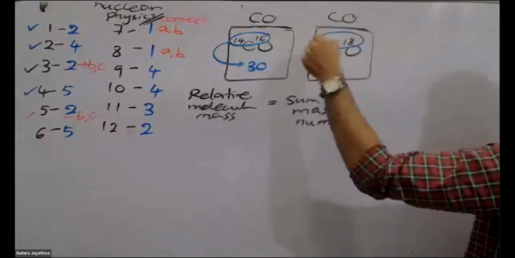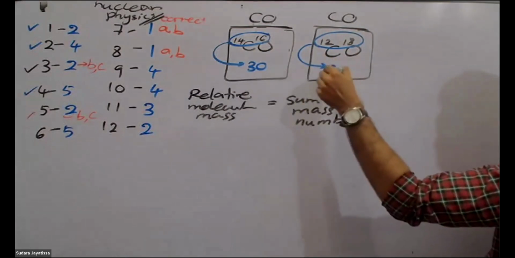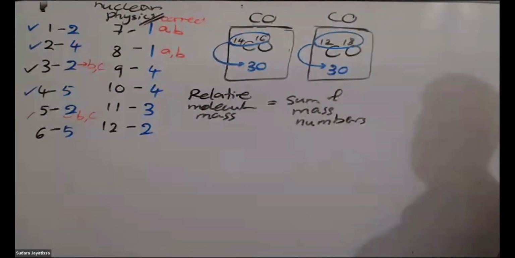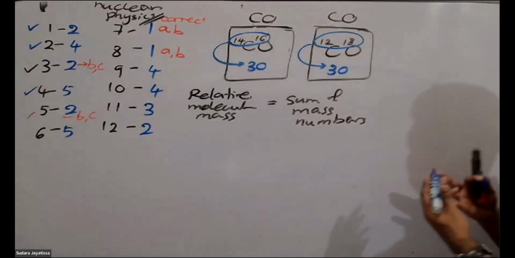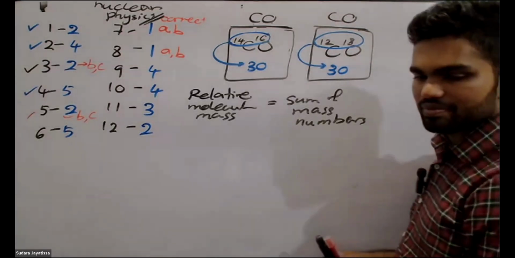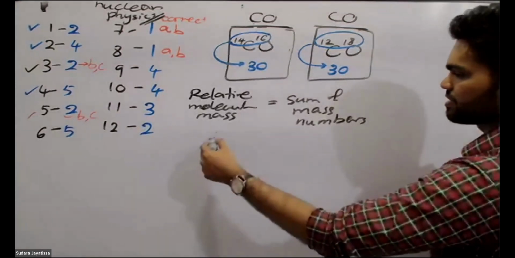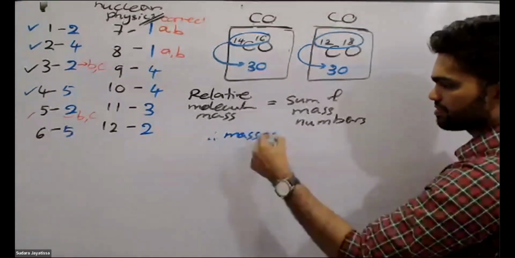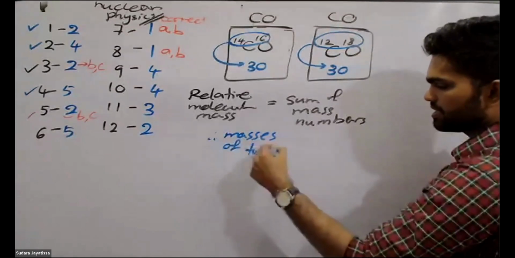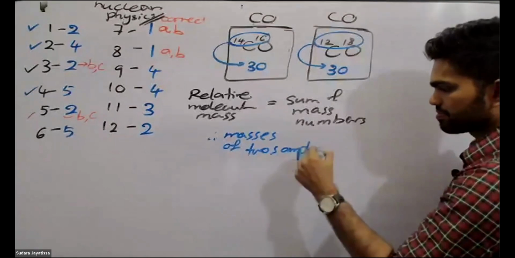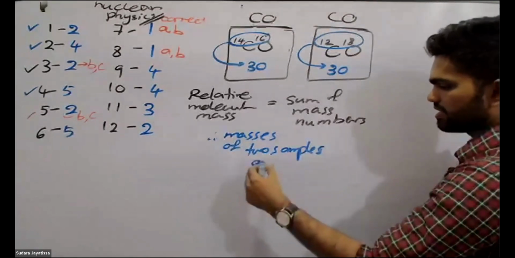Okay, and here the mass number is what? Again 30. So the sum of the mass numbers is 30. Understood? So the masses of these carbon monoxide molecules are the same. Basically, the masses of the 2 samples are the same. So therefore, the masses of the 2 samples are the same.